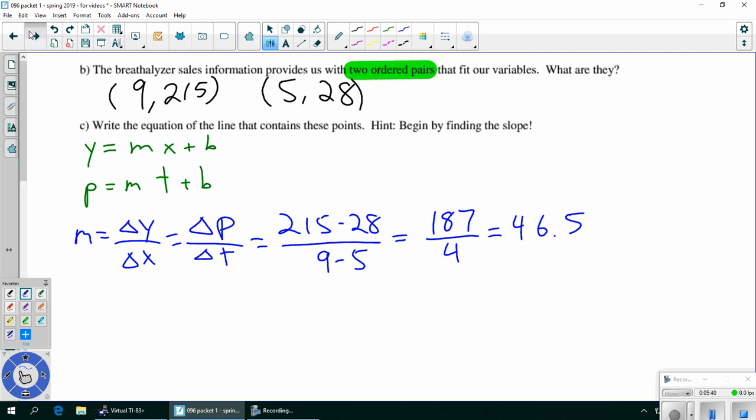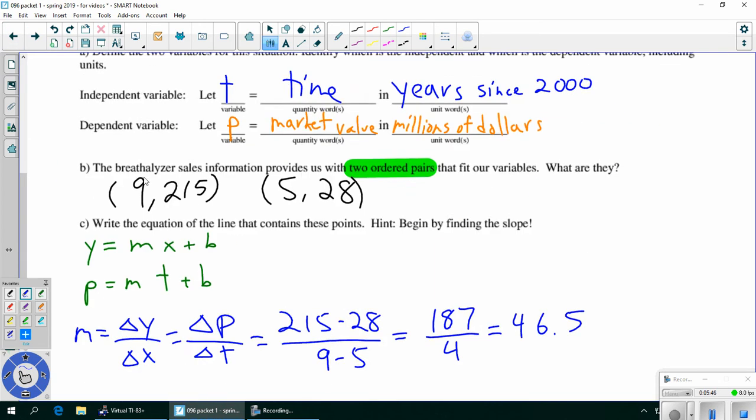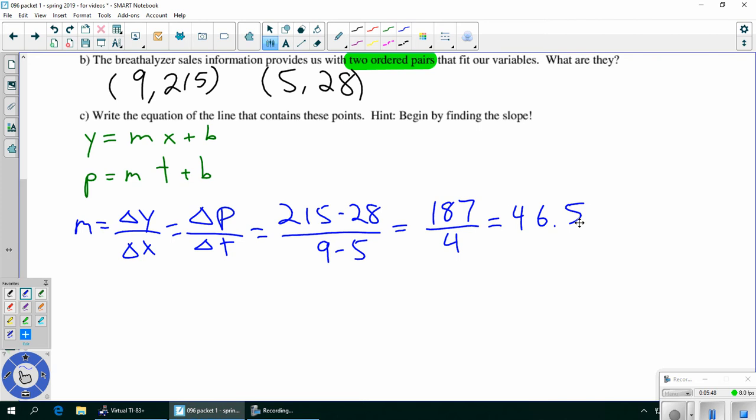Just gonna cheat and check the answer. 46, oh, 46.75. What did we do wrong here, gang? 187. Oh, it's 46.75. Easy when you look at the answer. All right, so feel free to use a calculator there. I probably should have. Okay, so I think we're good there.